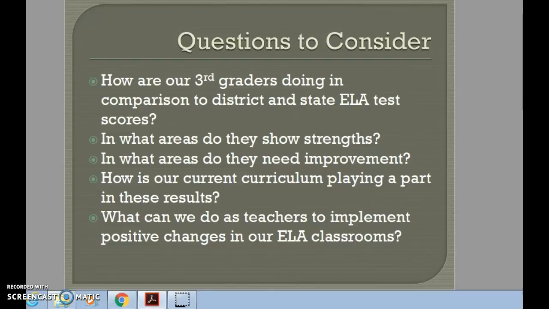The questions that we will be considering as we go throughout this data are: how are our third graders doing in comparison to district and state ELA test scores? In what areas do they show strengths? In what areas do they need to improve? How is our current curriculum playing a part in these results? What can we do as teachers to implement positive changes in our ELA classrooms?